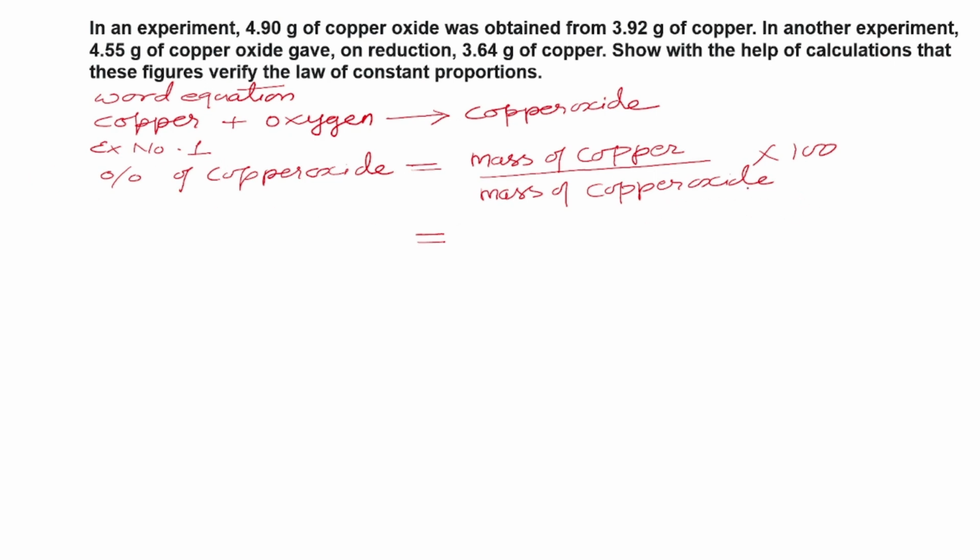Now what is the mass of copper given in experiment number 1? It is given 4.90. Oh no, sorry, it is given 3.92. Okay, I am going to write it again. Copper is 3.92 and mass of the copper oxide is 4.90. And to calculate the percentage, we have to multiply it with 100. Now calculate simply, the decimal is 2 places here and 2 places there, so they cancel. Multiply this and divide by that. When you solve this question, you get the answer, that is 80%.